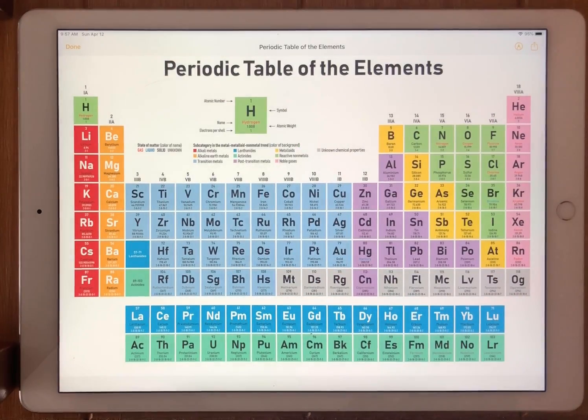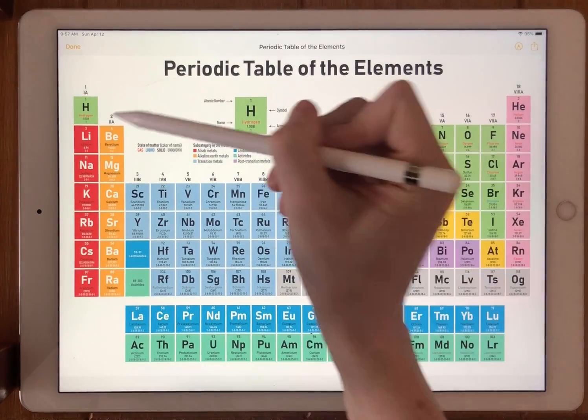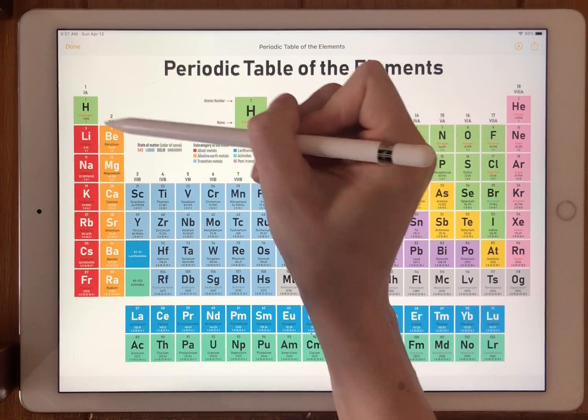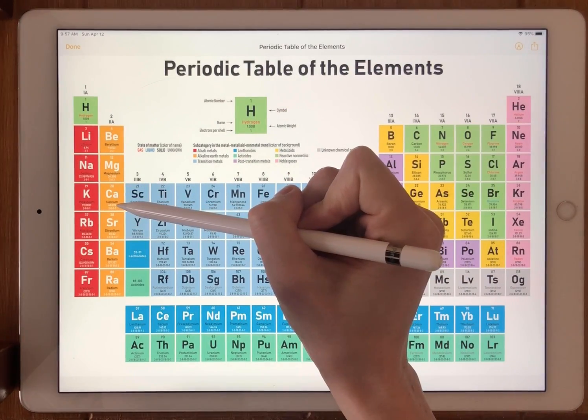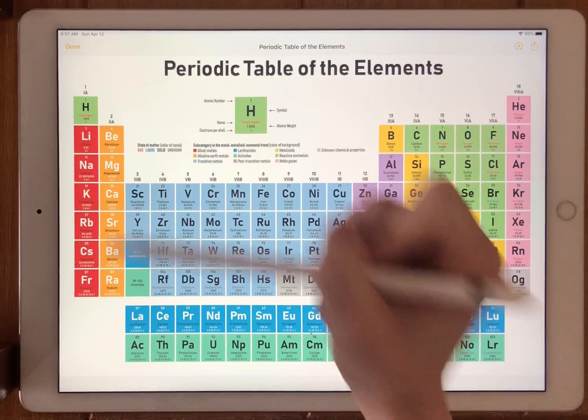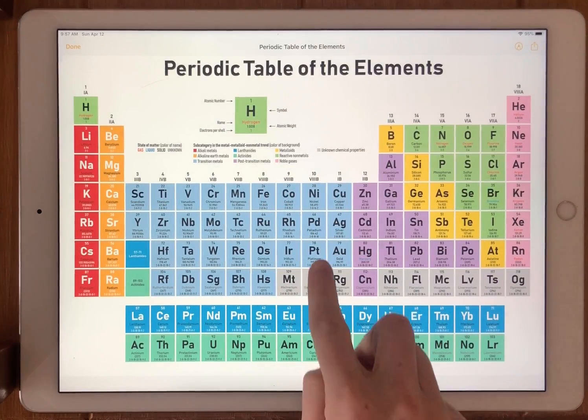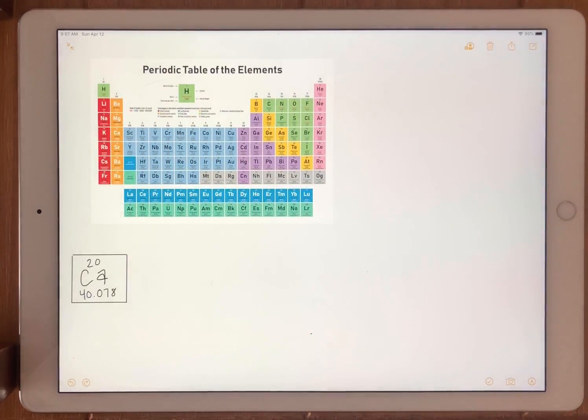We can see on the periodic table that calcium is in group 2. And here it says 20 Ca 40.078. Now, let's take a look at how to draw this. I've taken the calcium box directly from the periodic table and put it on the sheet so we can focus directly on this one.